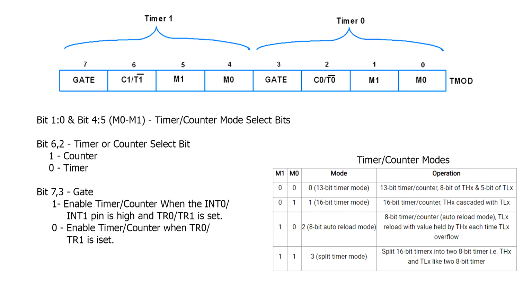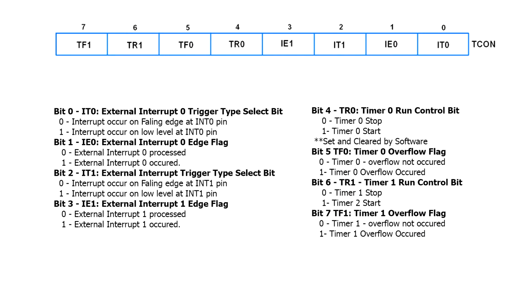The 8051 also has a timer mode register, called the TMOD register. It is an 8-bit register, used to set timer modes of timer 0 and timer 1. The lower nibble is for timer 0, and the upper nibble is for timer 1 as shown. In addition to the TMOD register, we have the TCON register, which is an 8-bit control register which contains flags for the timer and interrupts.